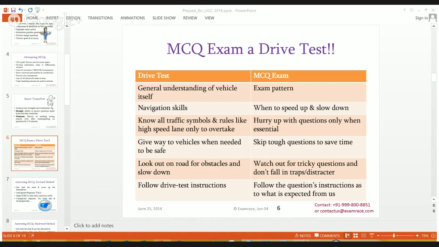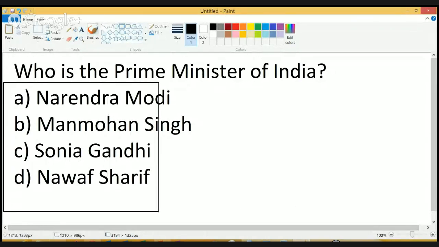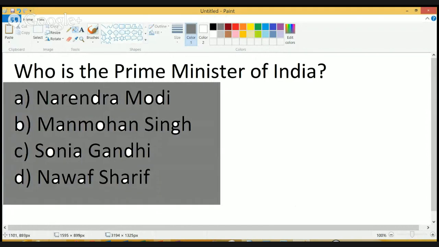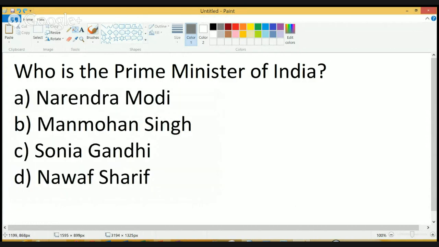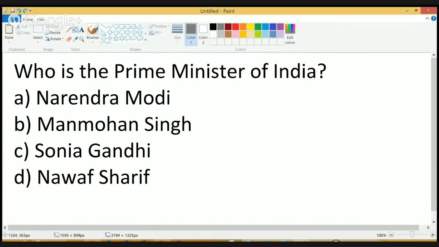Now, when I talk about how to answer questions, I usually follow two strategies. One is the forward method and another is the backward method. In the forward method, for example, here is a question: who is the Prime Minister of India? I tell the students not to see the choices, just see the question. And if you know the answer, just think about that answer. Okay, Narendra Modi. So you now know the answer, and the best thing is you can take that answer.